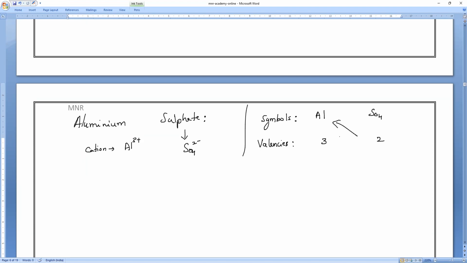So if you have applied the crisscross method, what formula will come? Al2SO4 thrice. Say once or twice, then the formula will be remembered. Al2SO4, what is that? Thrice. Al2SO4 thrice. Clear, everybody? Yes, sir.